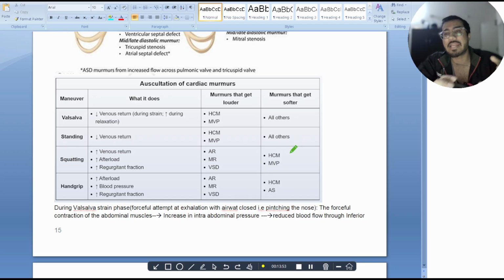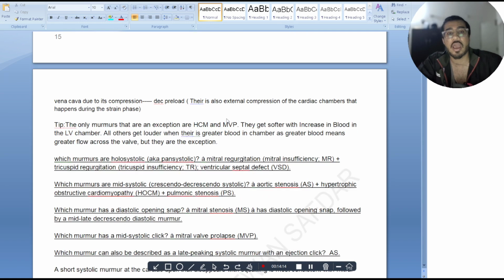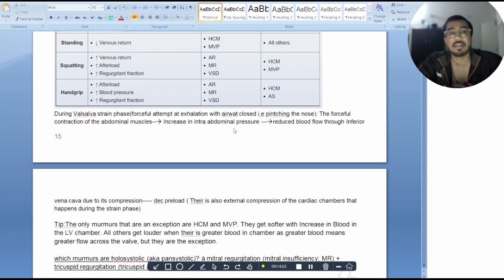So the main key takeaway points were, you need to remember what happens during hand grip to HCM and AS murmurs, and other than that, the big tip that I just gave you was all the murmurs are gonna increase with greater blood volume in the chambers, except for the murmurs of HOCM and MVP. They are gonna get softer as there is greater amount of blood in the chambers. Other than that, the hand grip is a little bit confusing, so I'm pointing towards that again and again, that if they mention hand grip, which murmurs are gonna get softer?